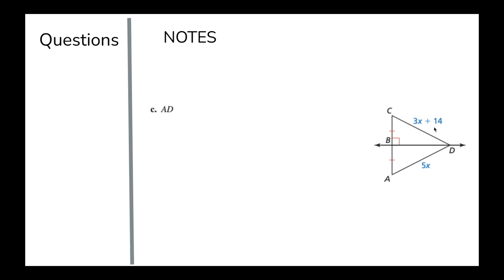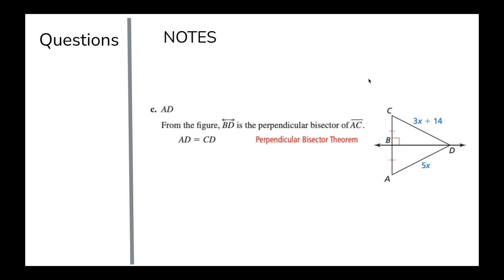So 3x plus 14 should equal 5x. They're the same distance apart. So we can use the perpendicular bisector theorem and make the application. We set those equal, we use our algebra skills, and we've now solved for x. Are we finished? No, we're not finished because it says we are looking for the length from A to D. So we actually need to plug in the value we found for x, and we get 35. So AD is going to equal 35 units.